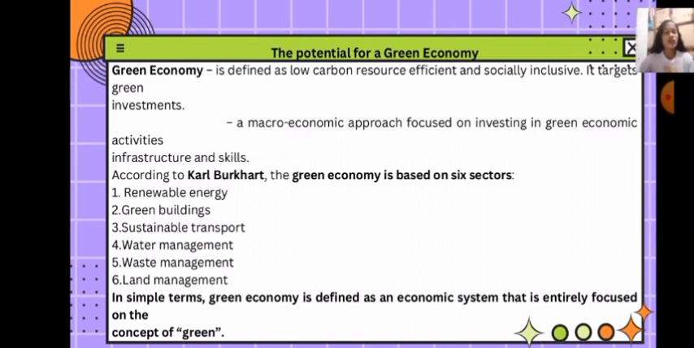So in simple terms, green economy is defined as an economy system that is entirely focused on the concept of green. So just like what I said a while ago, this green economy basically focuses on the concept of green, where it proposed to use greener alternatives or greener technology to be more efficient, and at the same time is less resourceful.